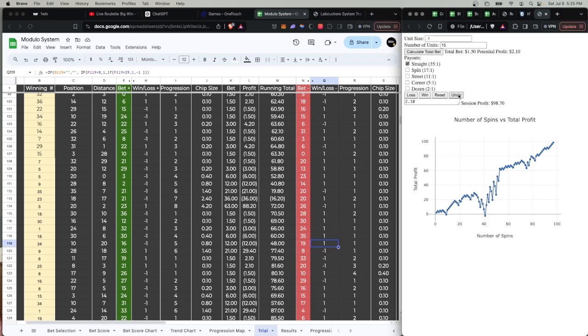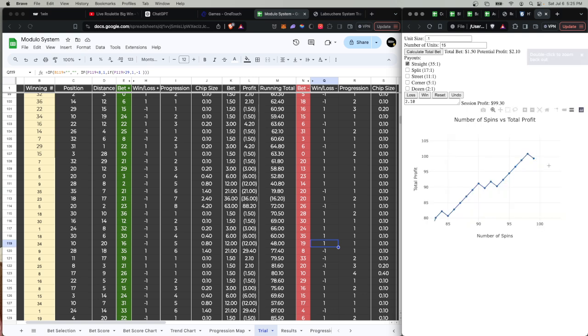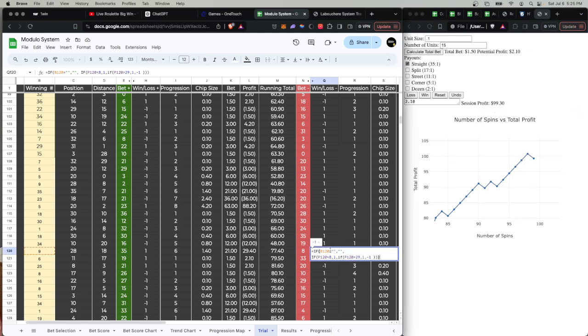So the last one is a loss. And then we lose again. So yeah, 1, 2, 3, 4, 5. So this is a win, this is a loss. So if we were to zoom in here, we should have 1, 2, 3, 4, 5, and a loss. And so we're here.